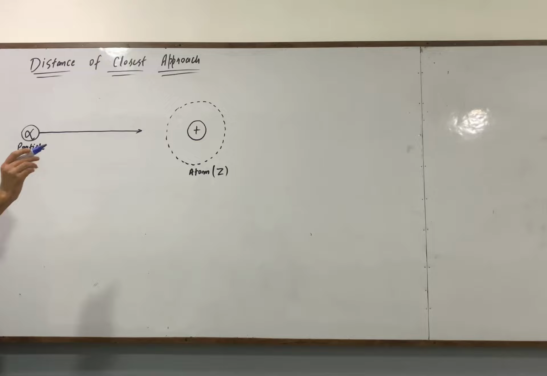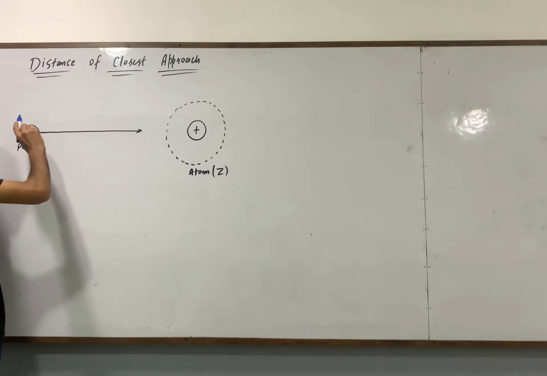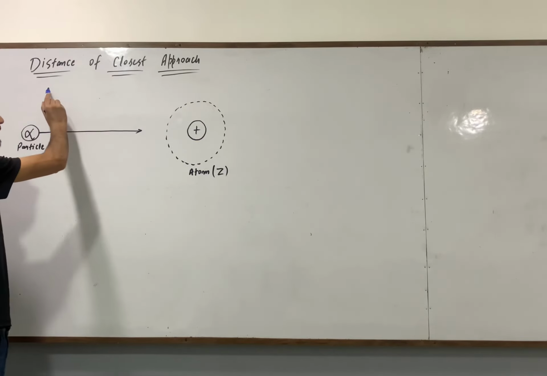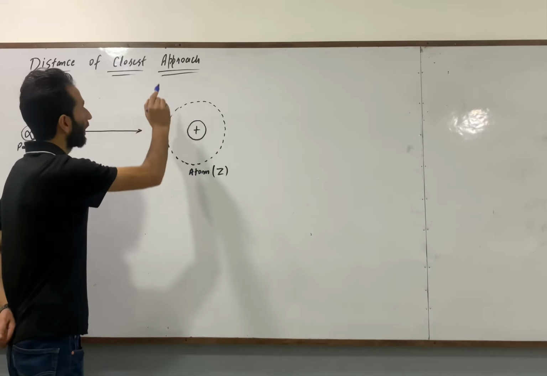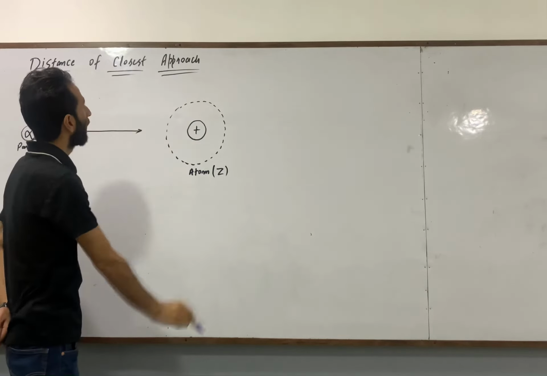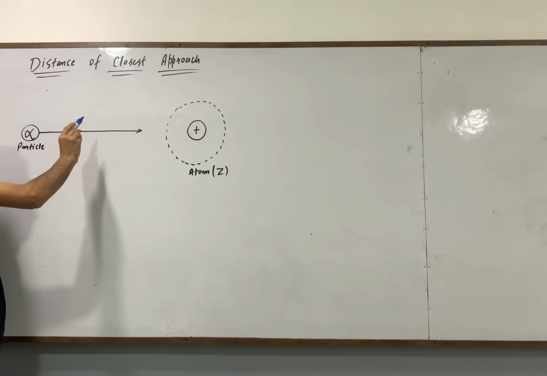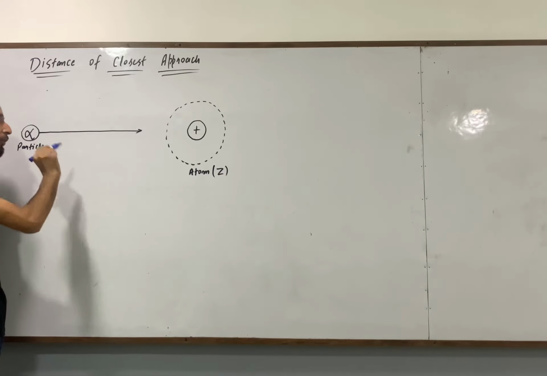Today we are going to explain a very important result of Rutherford's alpha scattering experiment, that is, the distance of closest approach. First we will understand what basically distance of closest approach means, then we are going to find its expression, which is very important from the JEE point of view.